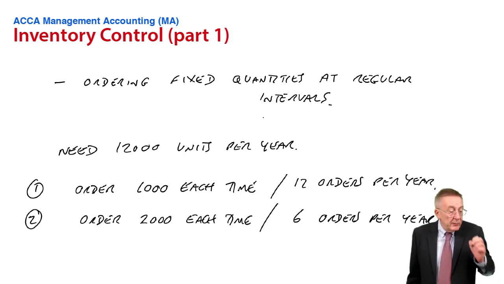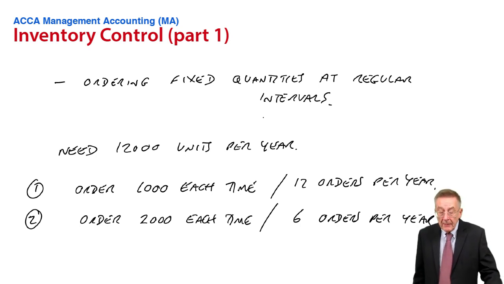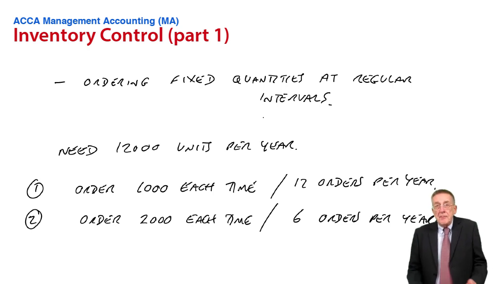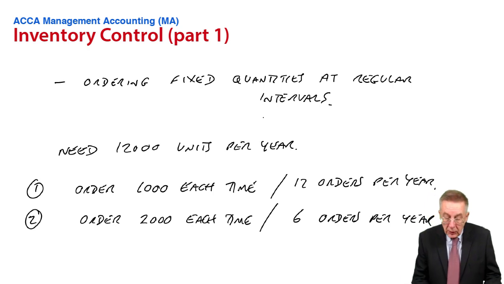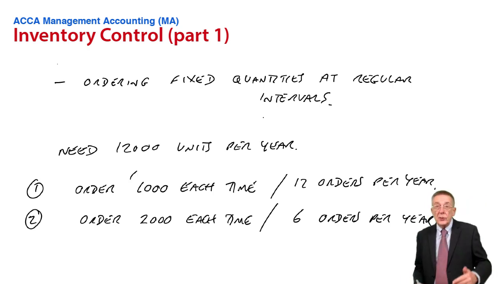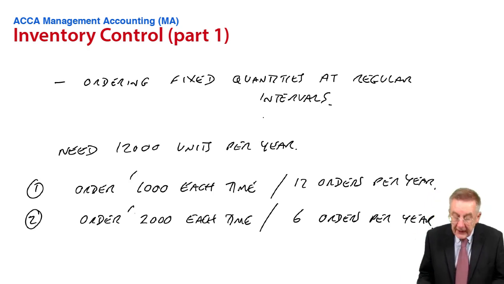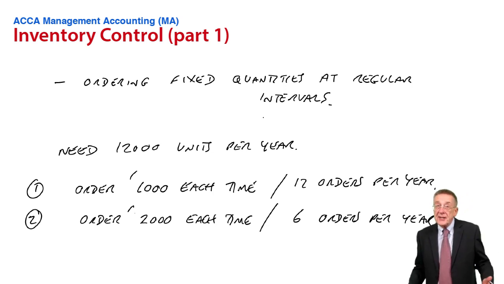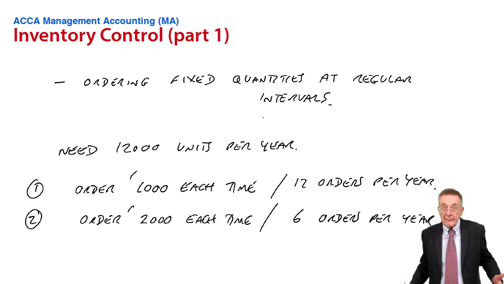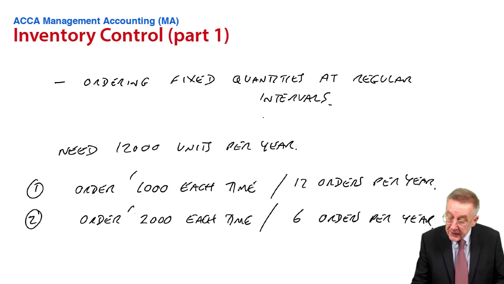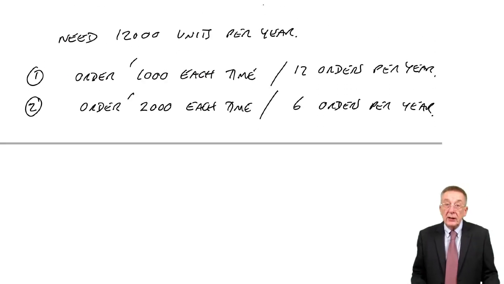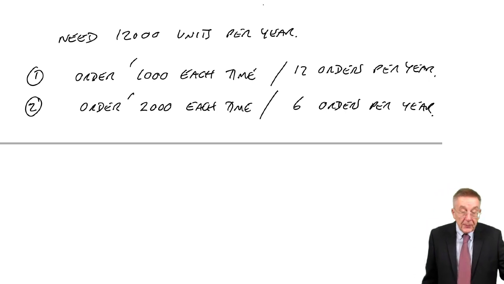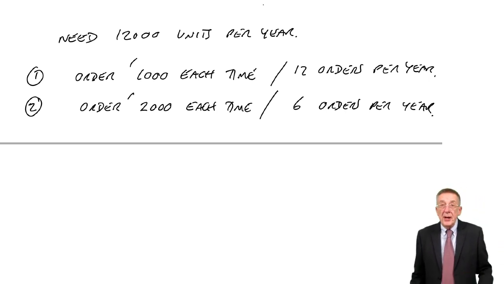And the purpose of what's coming in a moment is to decide which would be the best way of ordering and which would be the cheapest way. Would it be cheaper to order 1,000 each time and have 12 orders? Or would it be cheaper to order 2,000 each time and have 6 orders, and so on? And why should it make a difference? Well, there are 3 costs that are going to be involved, and they're listed on the first page of the notes. First of all, the purchase cost.